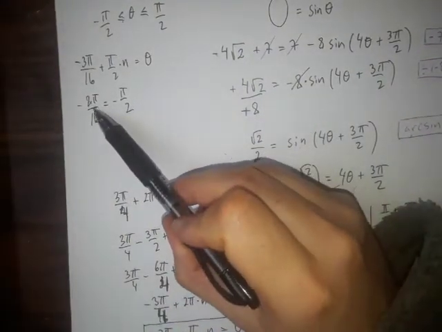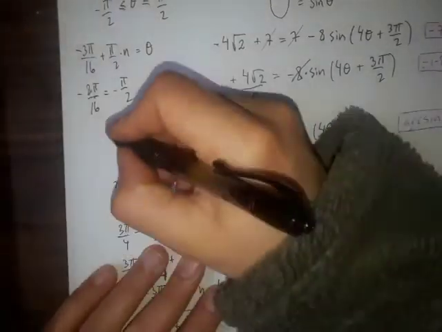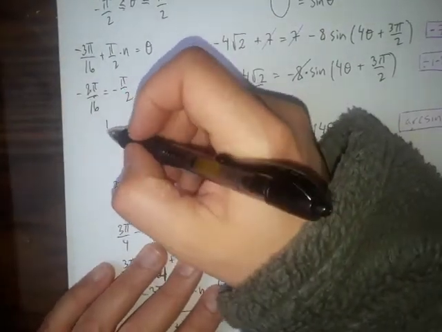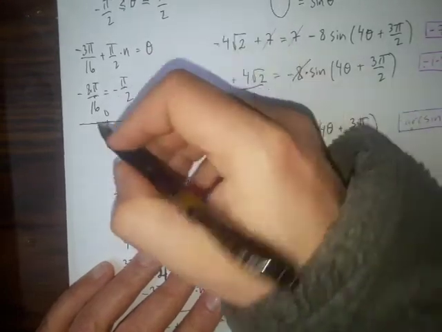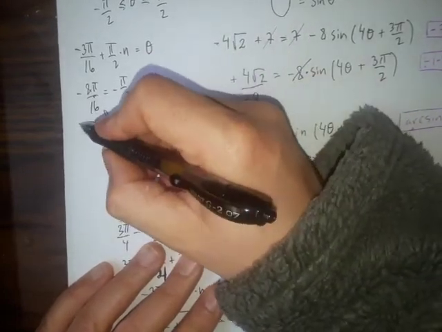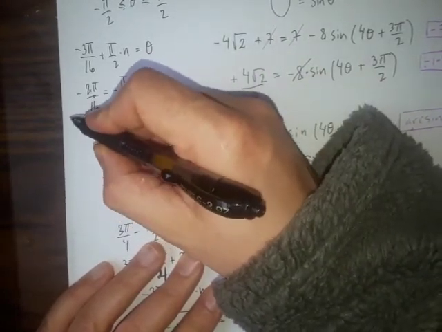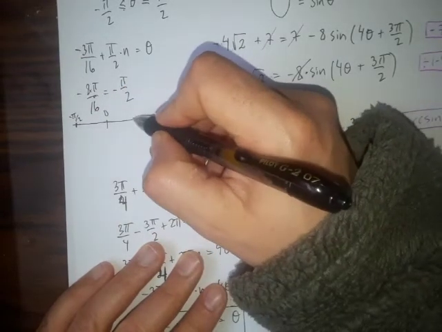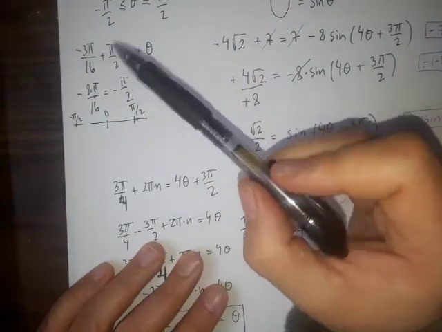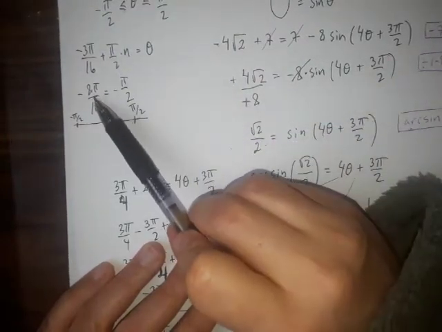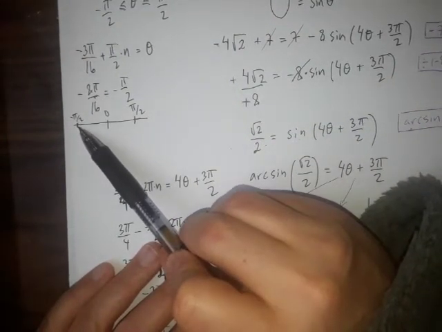As we can see on the number line, let's think about the number line. This is 0, right? And then we have negative pi over 2, and here we have pi over 2, right? So let's think about this one. This here would be in here.